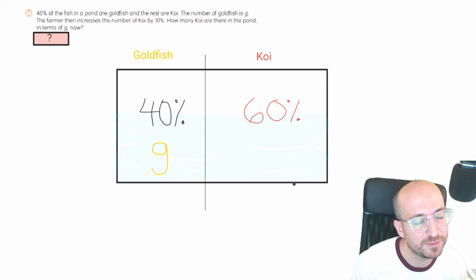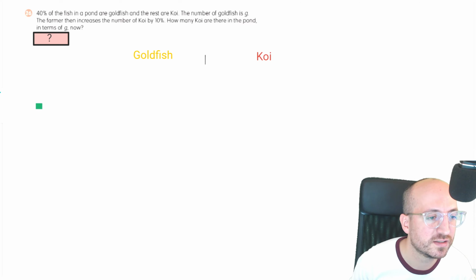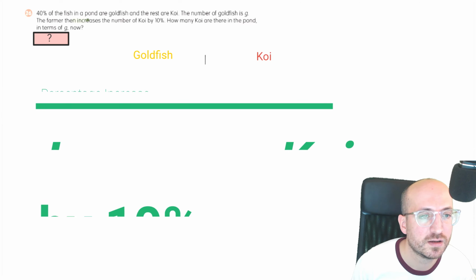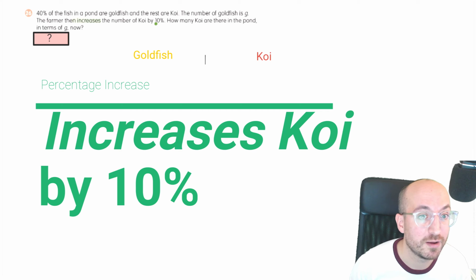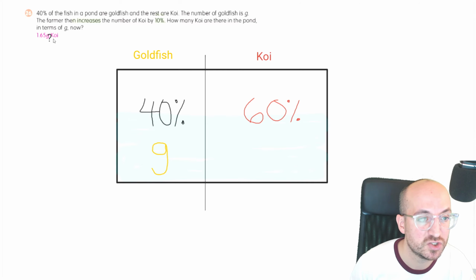Let's go back to the problem. The farmer then increases the number of koi by 10%. So how many koi are there now in terms of G? And we said the answer is 1.65 G koi.